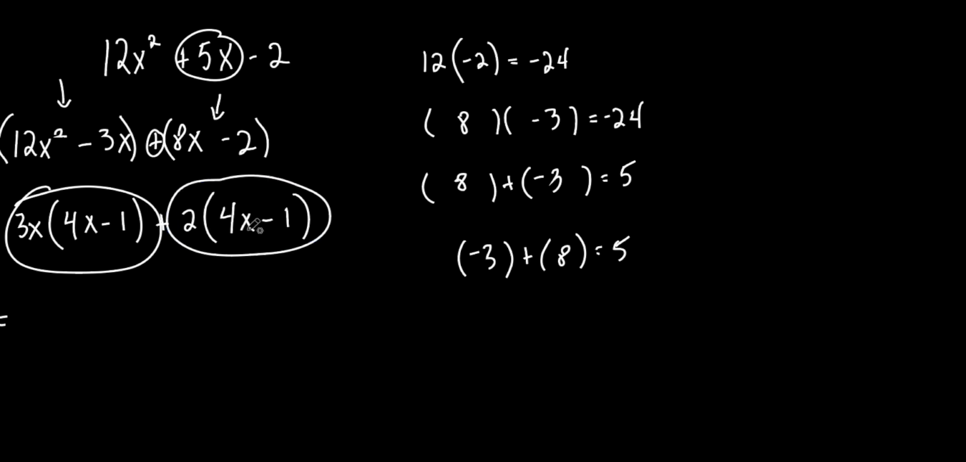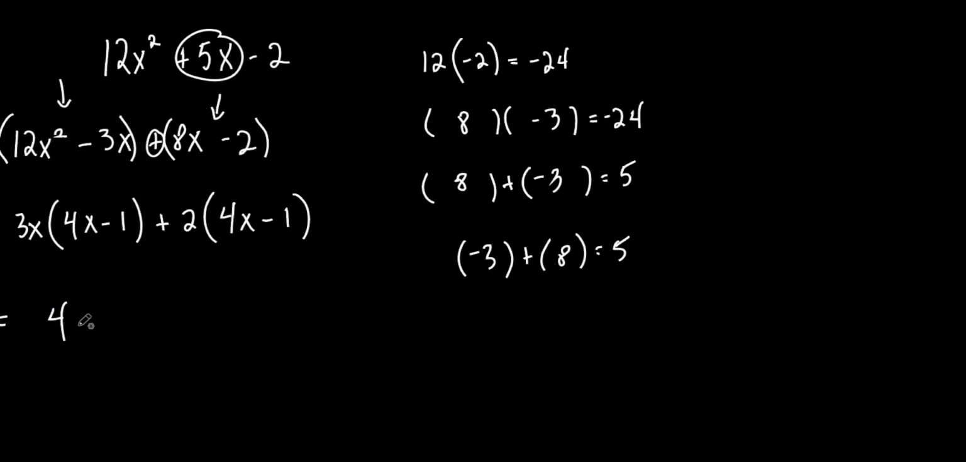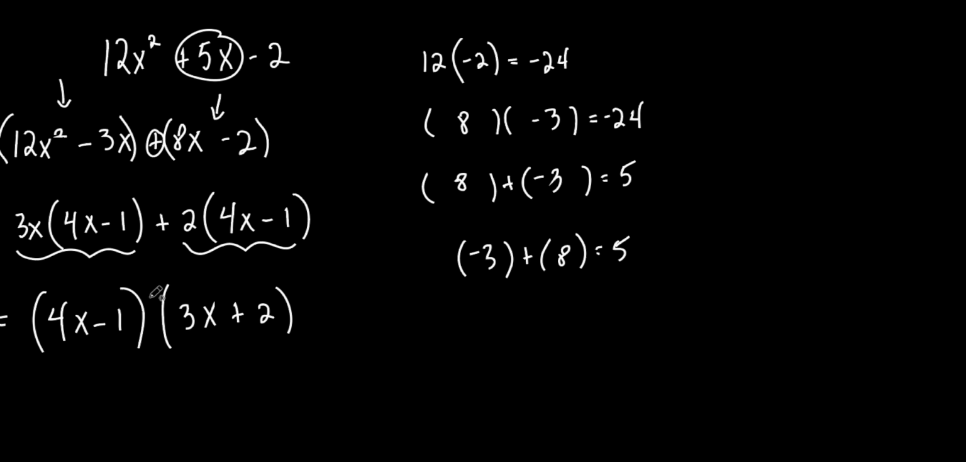What's in common with both of those? A 4x what? Minus 1. That's right. So what I'm going to do is I'm going to factor out that greatest common factor, that 4x minus 1. So if I factor it out of this, I'm going to take this divided by 4x minus 1. What am I left with? A 3x. Okay? Plus, what if I factor out a 4x minus 1 from that? I'm left with a 2. And that is now factored.